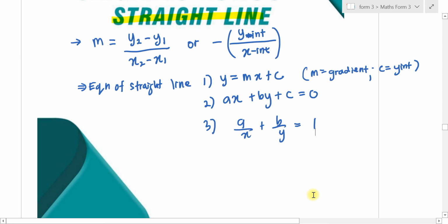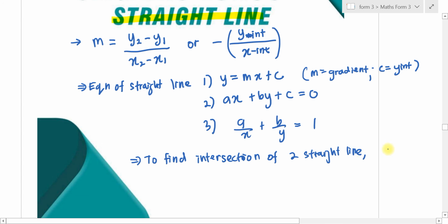And then to find the intersection of two straight lines, we must carry out simultaneous equations. Please copy all these things. Don't take it for granted. First skill, you need to know how to find the gradient. Second one, you need to know how to write the equation of a straight line. Third one, finding the intersection.